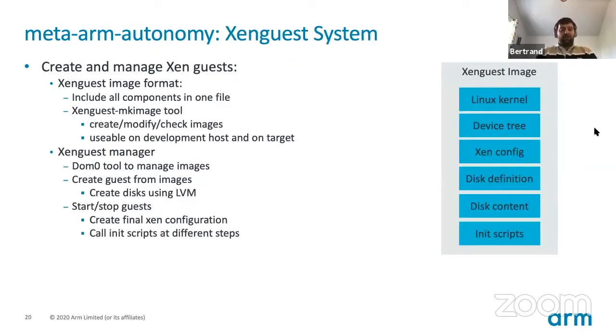The Meta-Arm autonomy layer is introducing the Xen guest system. This is a minimal Xen guest image and management system. A Xen guest image will include all components required to build a Xen guest. So that's the kernel, the device tree, but also the configuration, a definition of the disk and its content, and some initialization scripts that will be run on the host when starting the guest. The xenguest-mkimage tool is used to manipulate such images. So that's creating or modifying them, but also extracting them. And the tool can be used on both your host development system and on the target.